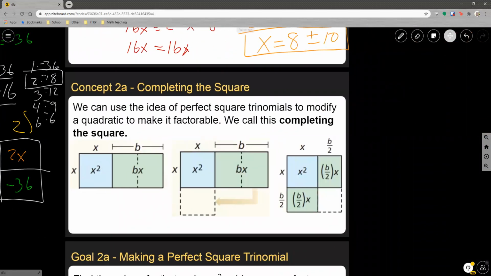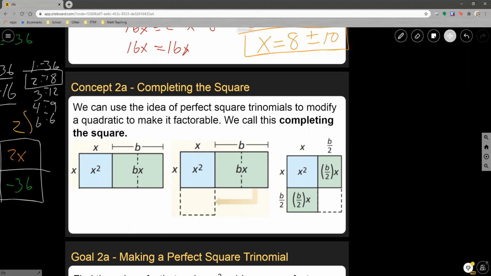All right, so we're going to continue on to this. Concept 2a is about what we call completing the square. So we can use the idea of a perfect square trinomial to modify a quadratic to make it factorable. We call this completing the square.